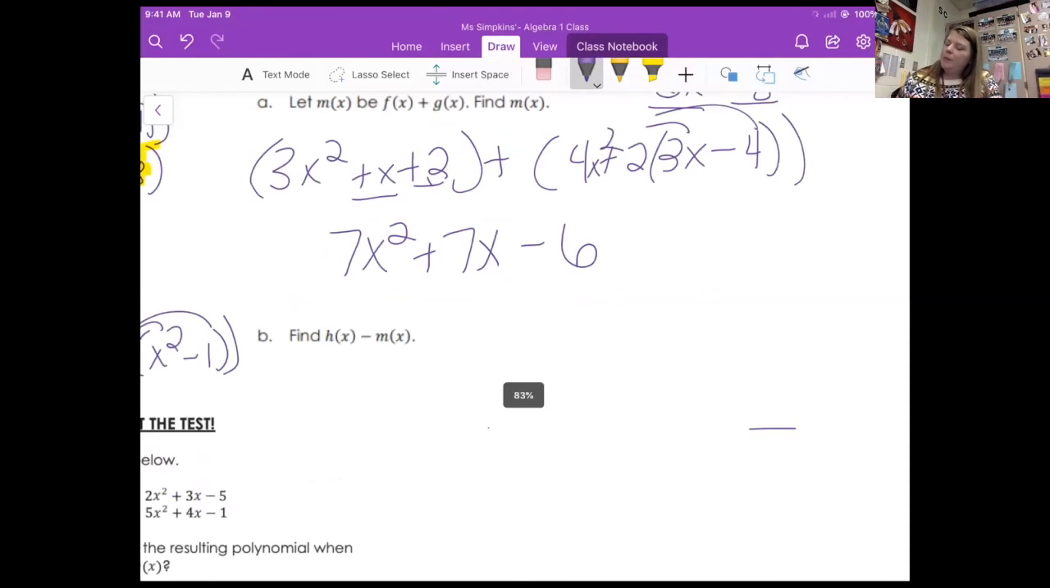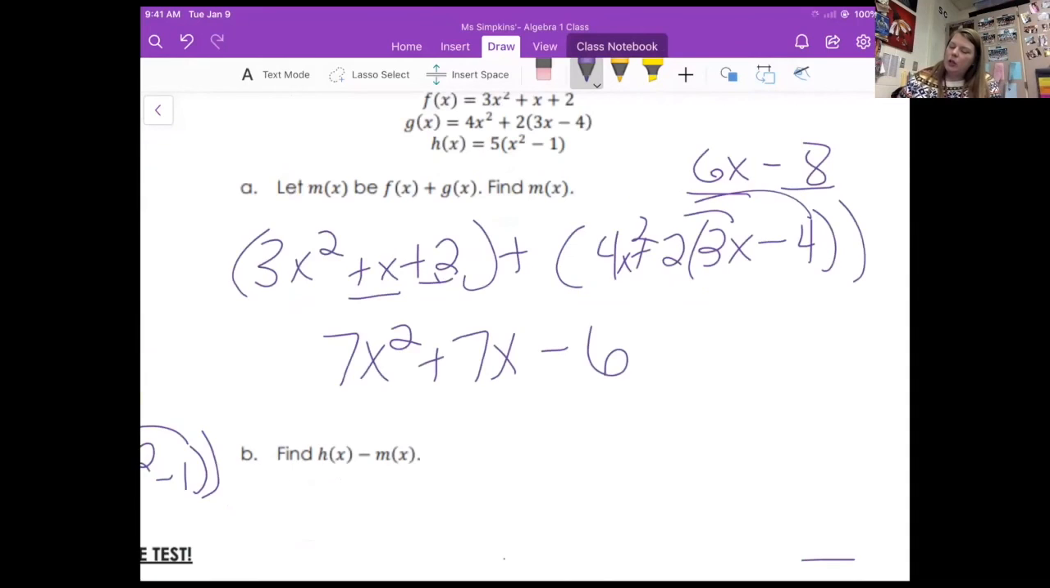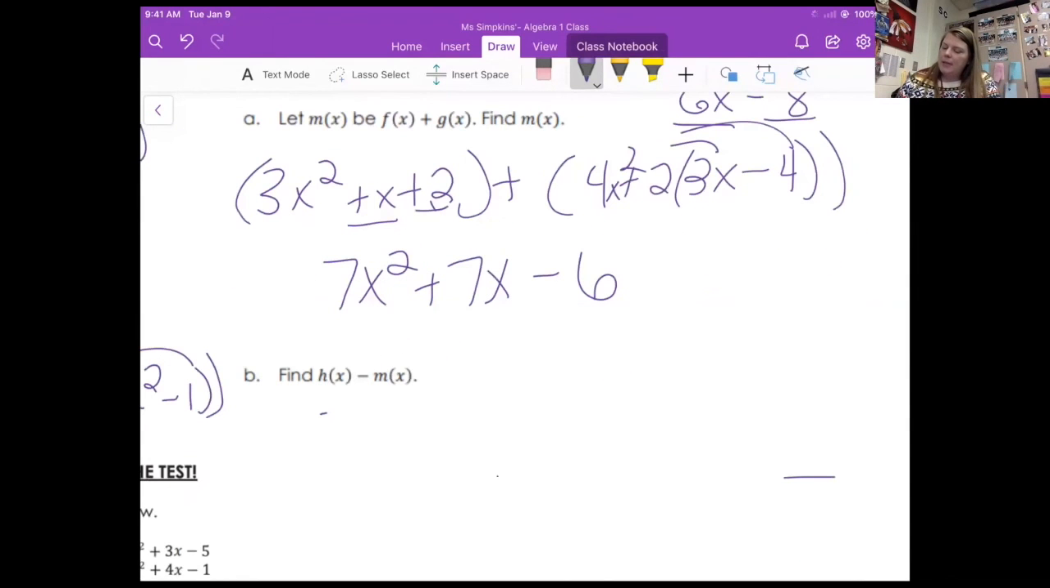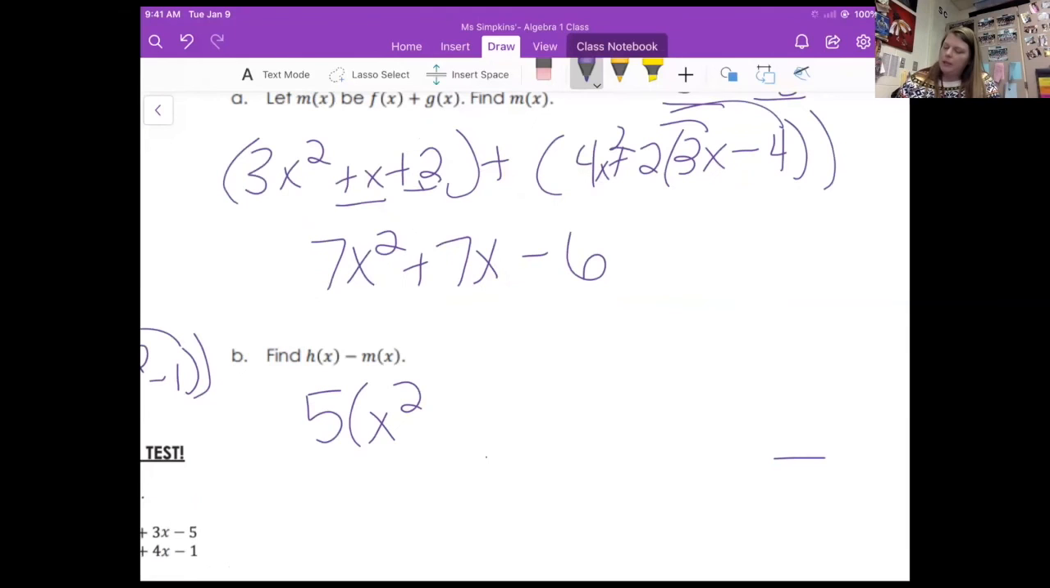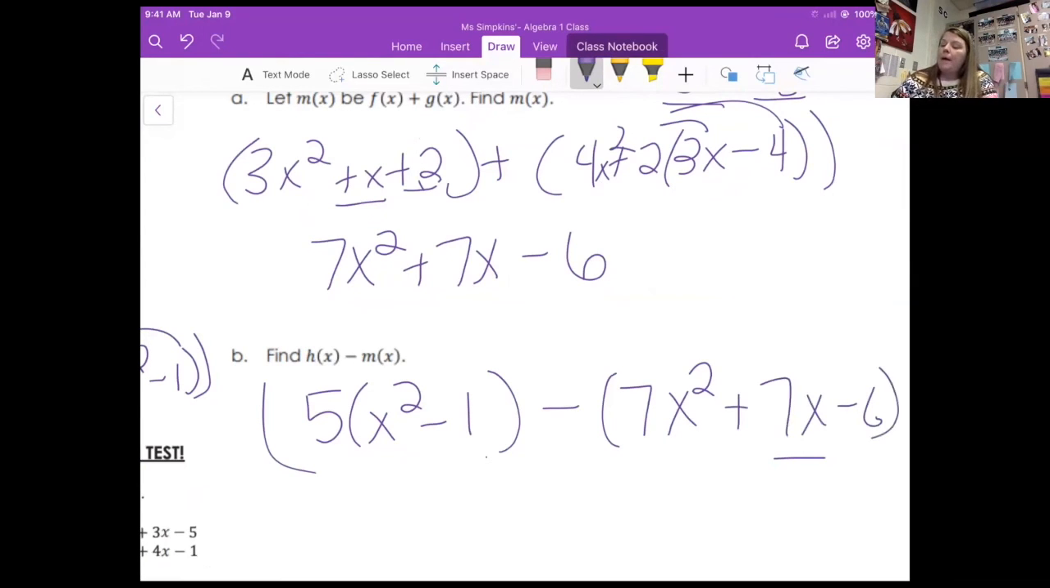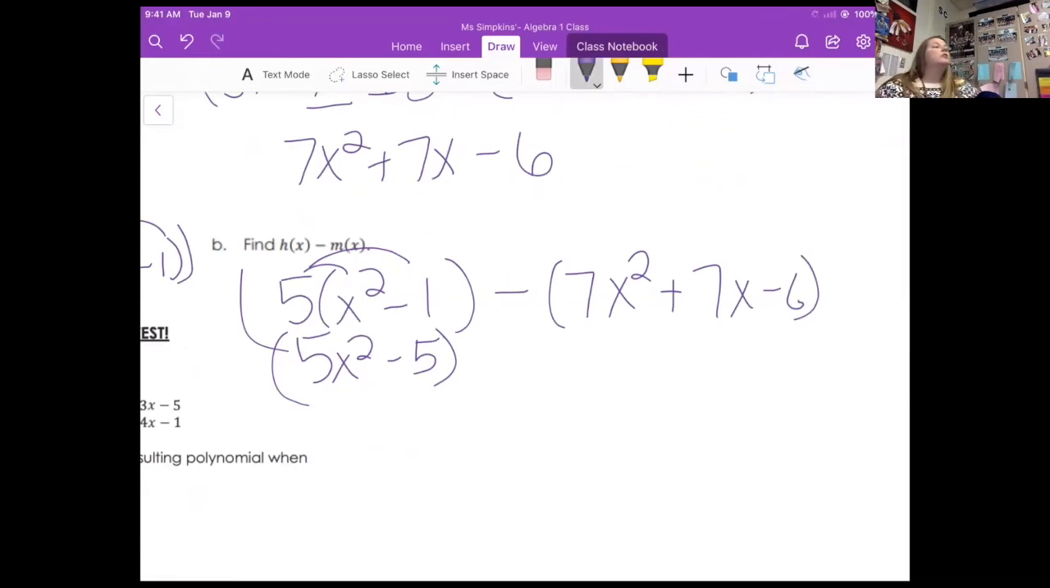And then letter B, you had to take h, which was 5 times x squared minus 1. And you had to subtract your answer from A, which was 7x squared plus 7x minus 6. Obviously, the first thing you should have done was distribute this 5 to get 5x squared minus 5. Now, I had a lot of people mess this up. The first term was fine. 5x squared minus 7x squared is negative 2x squared.